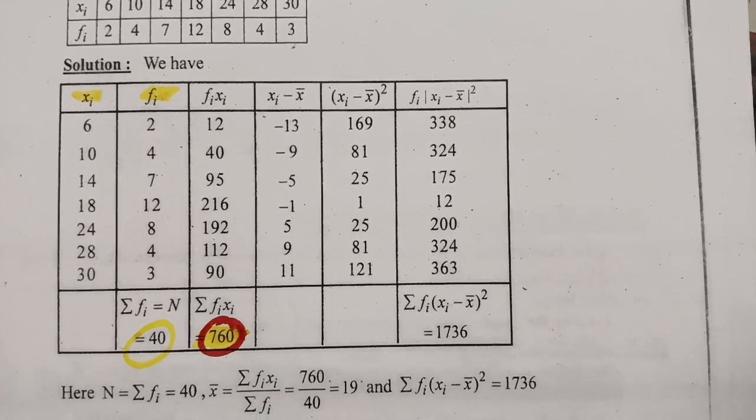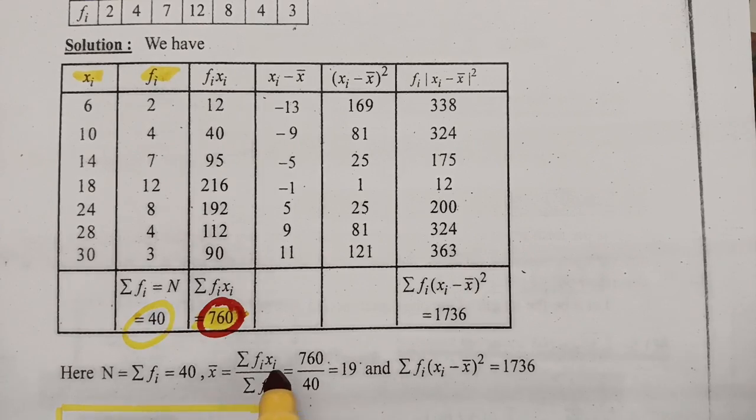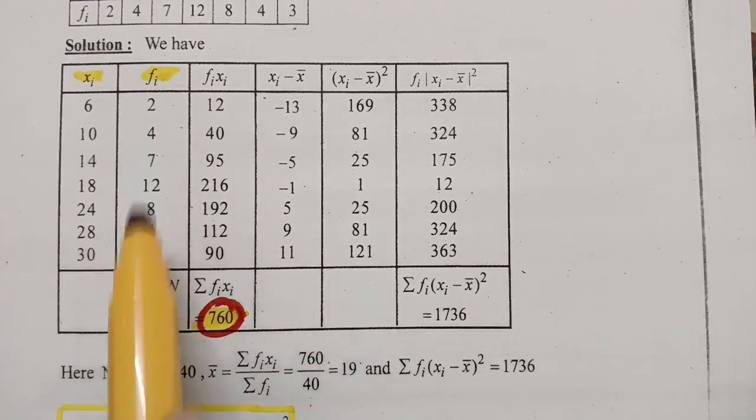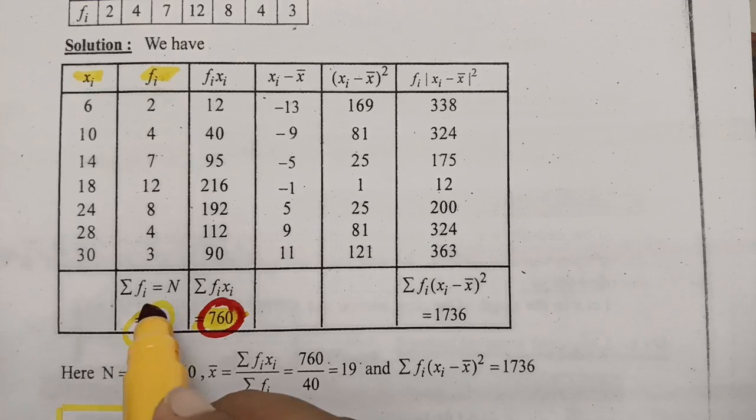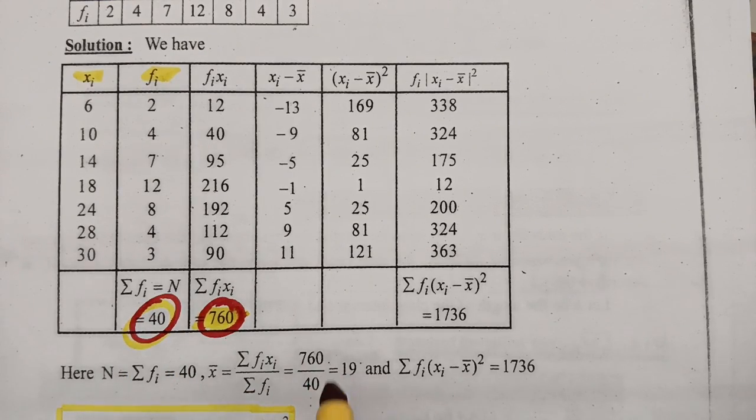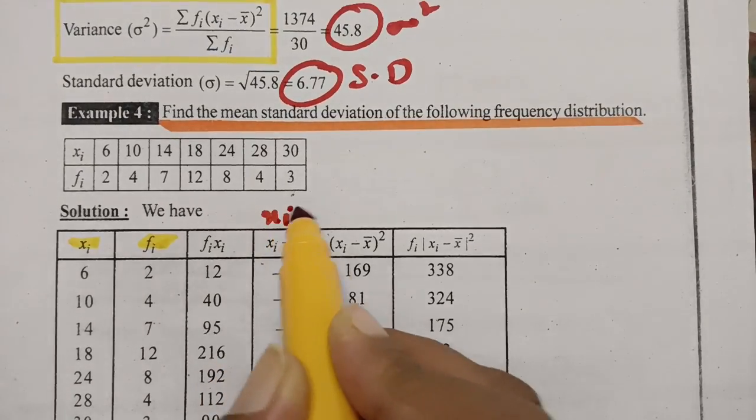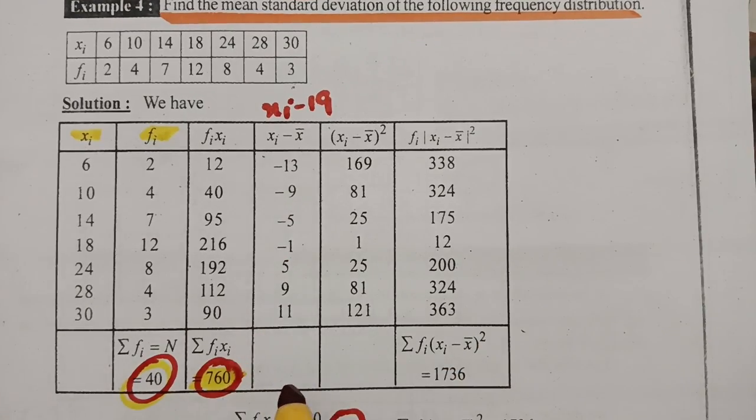Now how do we find the mean? The mean is sigma fi xi divided by sigma f, that is 760 divided by 40. The value is 19. So x bar we got as 19. So xi minus 19 is our fourth column.